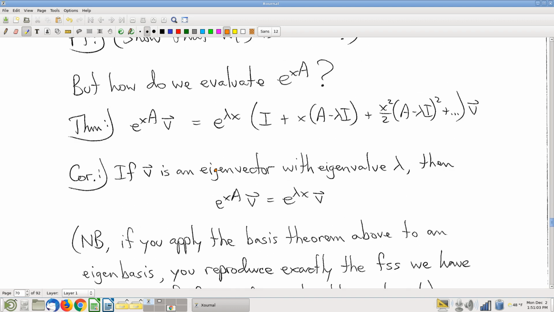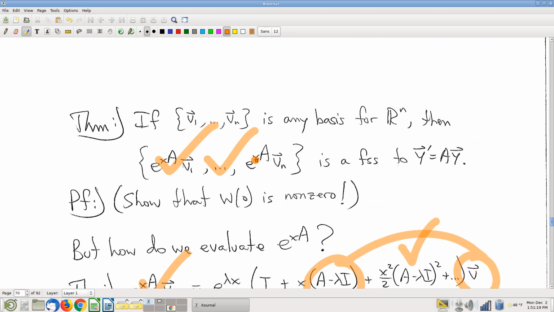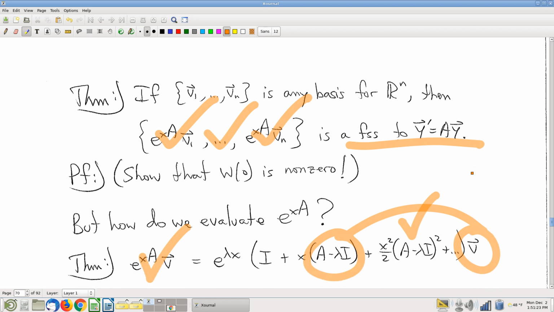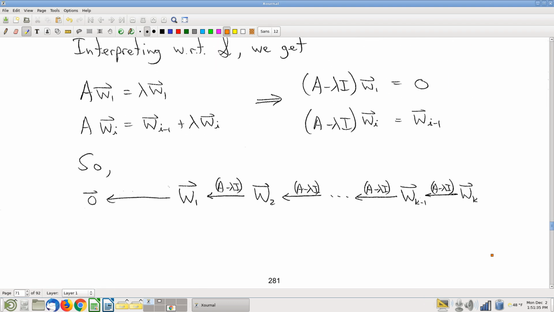Our wish, our hope, was to have vectors that have the feature that A minus lambda I times the vector is easy to understand, so that I could make a convenient basis, a convenient fundamental set of solutions to my system. Right? So, is it the case now that A minus lambda I times these vectors is easy to understand? Well, yeah. Look, it's quite easy.